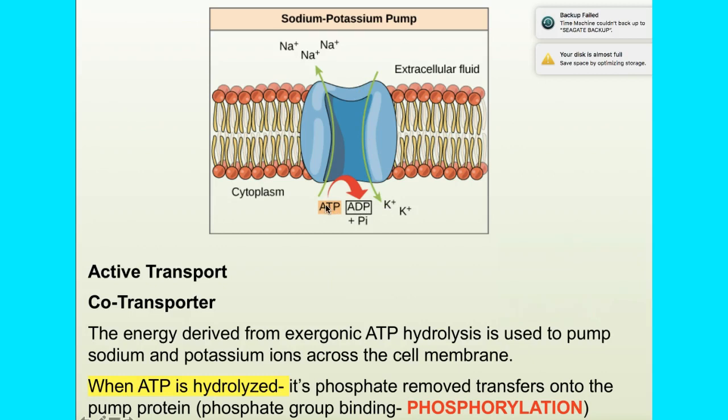When this ATP is hydrolyzed, basically it's removing this phosphate group, okay, and it becomes ADP plus another phosphate. This phosphate group binds to this transport protein, and that's called phosphorylation. When the phosphate group binds to another ion or molecule, that's phosphorylation.